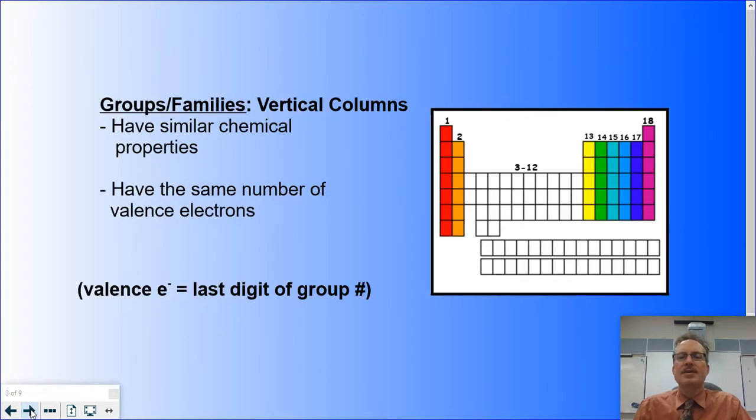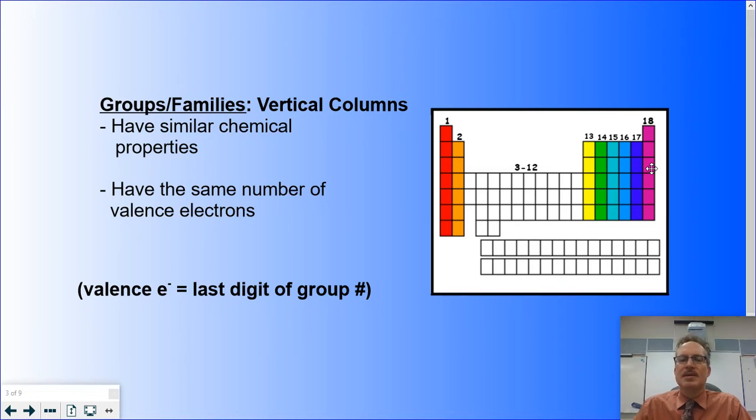Now, unlike periods, which are rows, we also have vertical columns. These columns are called groups or families. Each of these columns has similar chemical properties, which means they have the same number of valence electrons, electrons in the outermost energy level. If we take a look here, then we have family 1, family 2, family 3, 4, all the way up to 12. Those are the ones in the dip here. 13 through 18. From previous studies, you already know the name of some of these families.